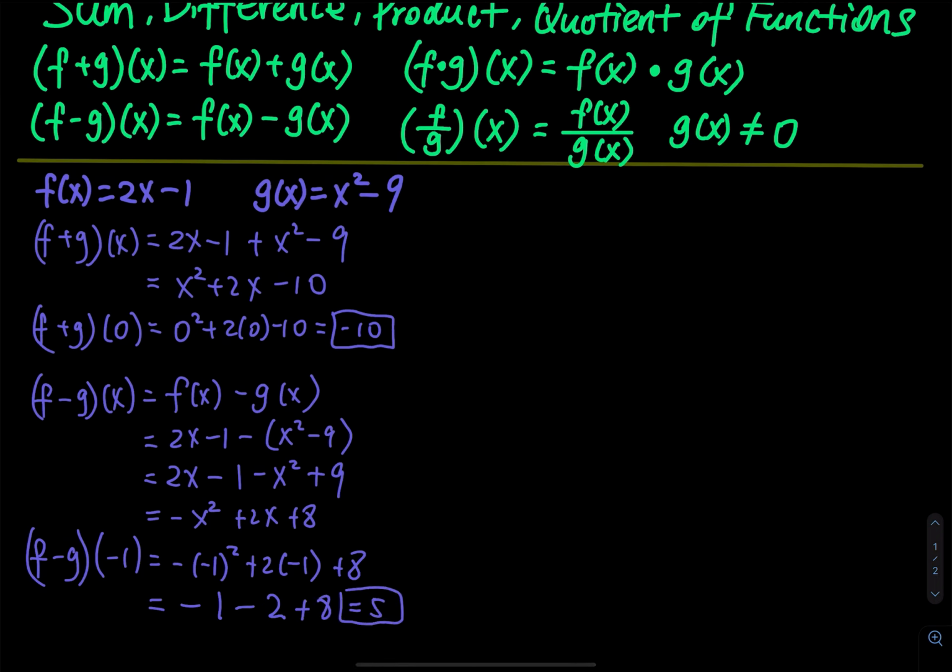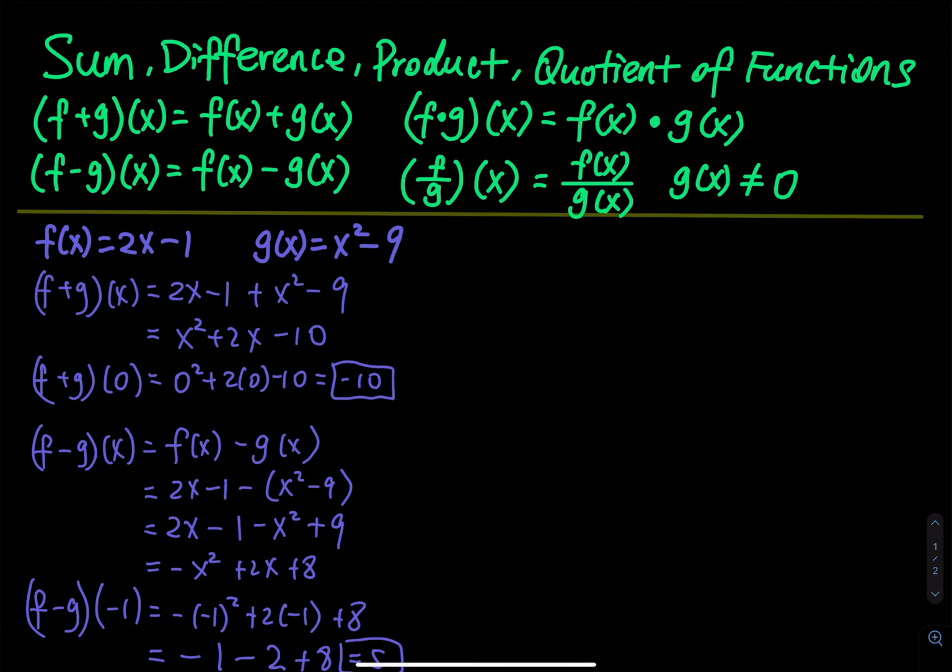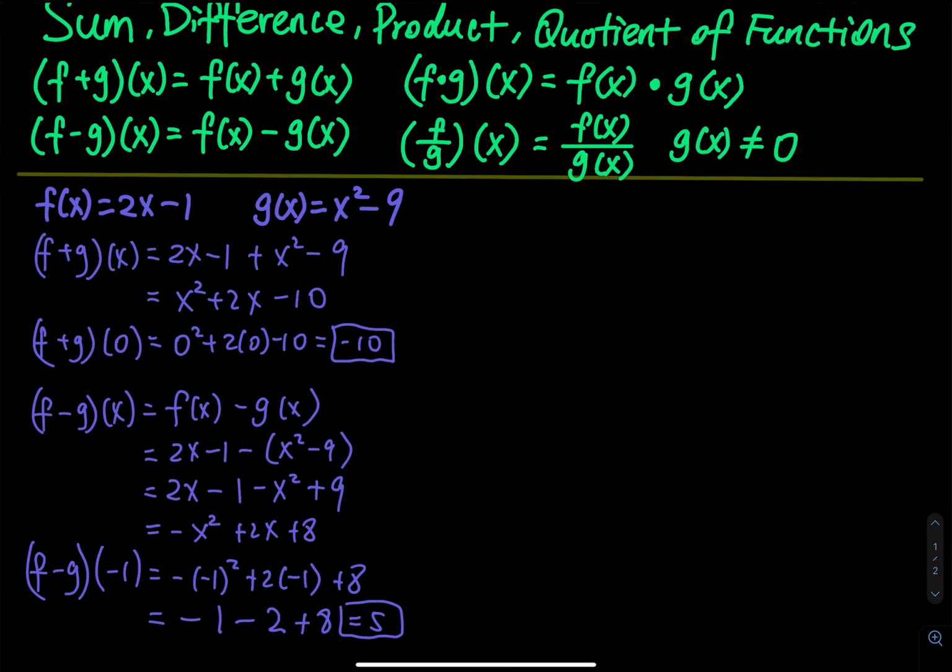There you go. And then the multiplication, so for the multiplication, let's not move that all the way up. So you have f multiply g, right? So f multiply g, the dot means multiplication of x. So this is 2x minus 1.